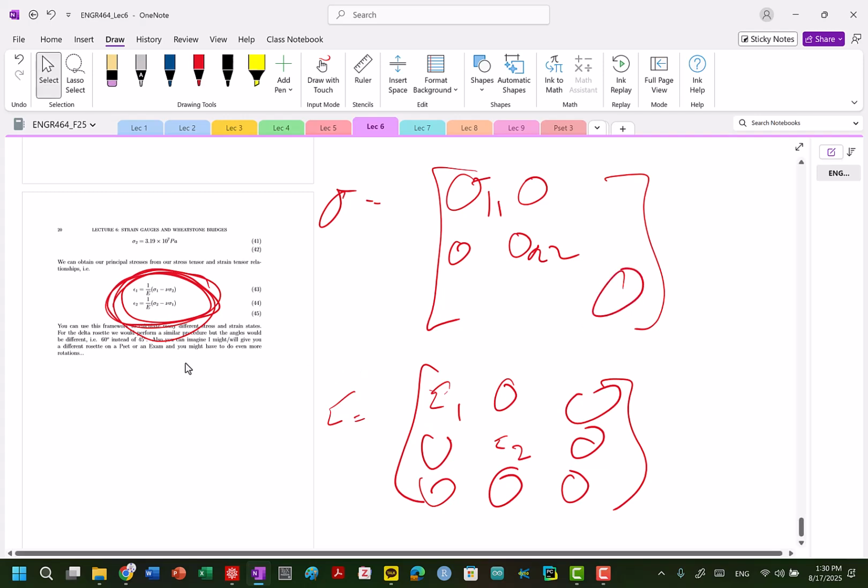So this is how you'll do it. If you do a rosette, it'll be essentially that 60, or the delta. You'll change the angle, or if you get a really weird one, you just change that, but the procedure still remains the same. So, hopefully, good luck on your exams.